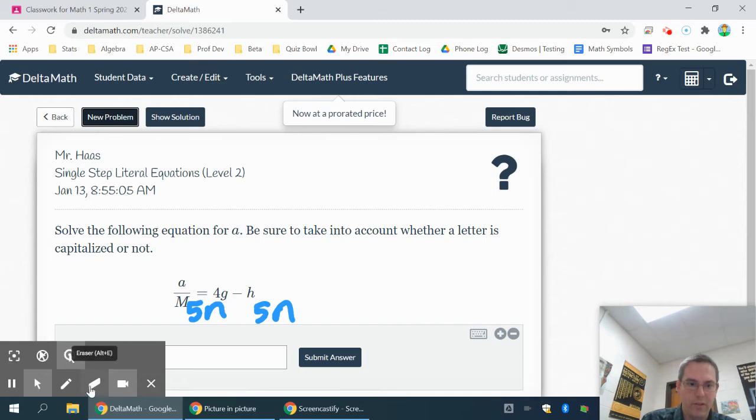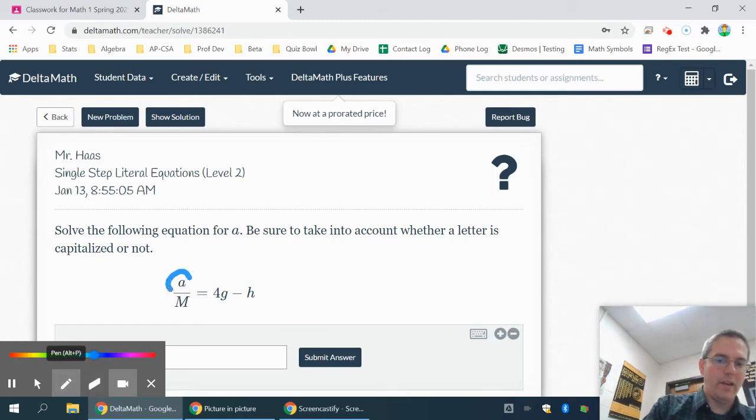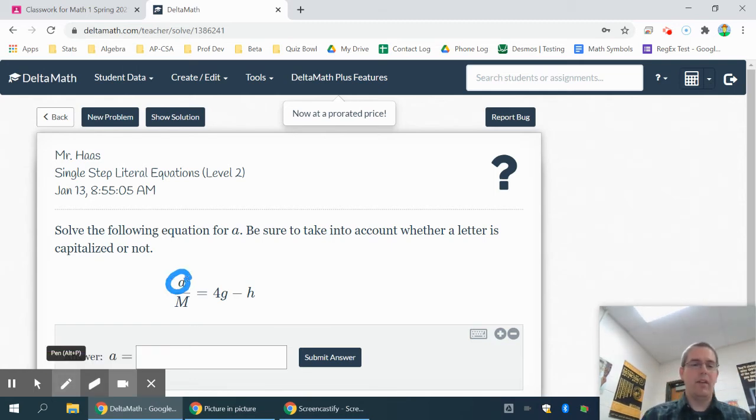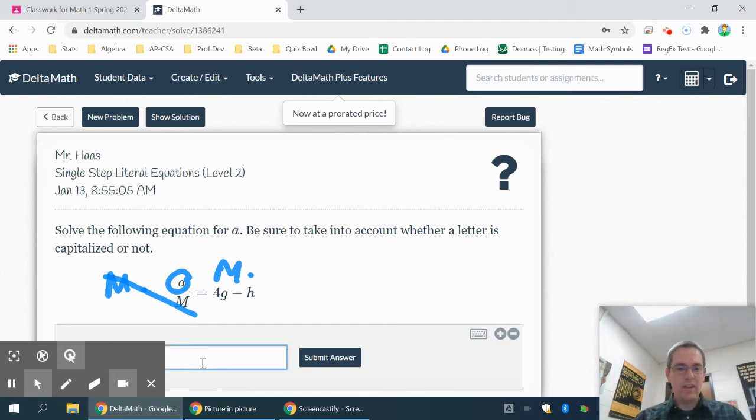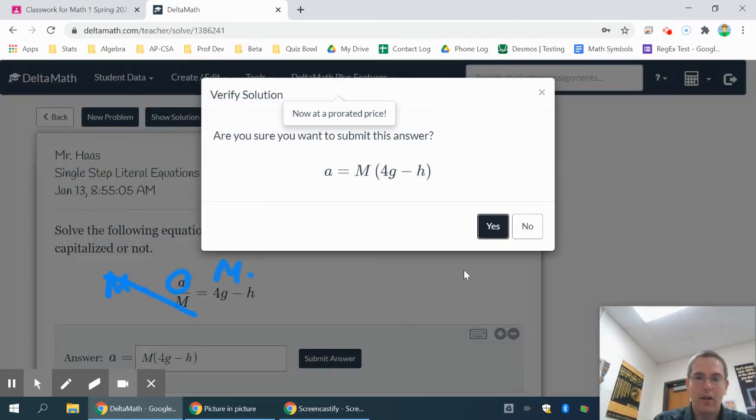Some of these can look a little different. Actually, probably each of these little literal equations looks a little different. This one I'm solving for A, so I've got to get A by itself. I'm dividing by N, so I need to multiply by M. Here's the key to multiplying by M: I have to multiply M by the whole thing. What I think it'll let me get away with is just typing in my capital M and then putting my 4G minus H in parentheses, because that says I'm not just multiplying the M by the 4G or just by the H, but that the parentheses means I'm multiplying it by the whole thing. So I should be able to submit that answer and it would be correct.